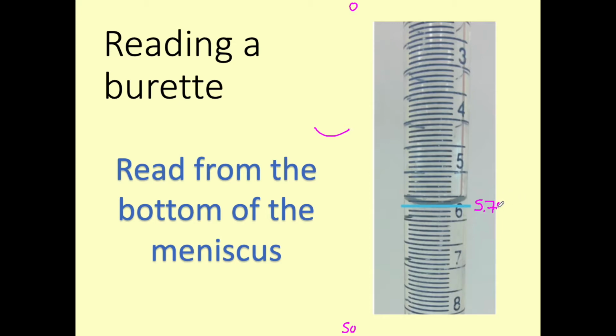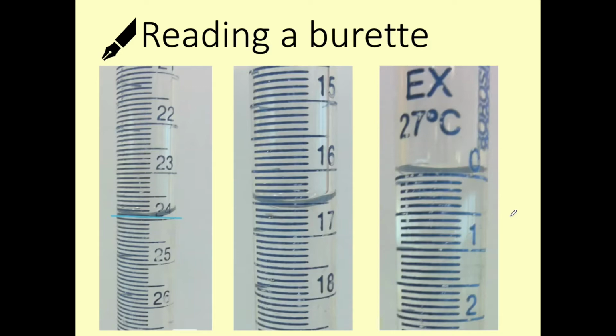So we should be giving our readings to 2 decimal places. So in this case, it's sitting exactly on that line, so 5.70. But there will be some examples on the following slide where actually the meniscus is sat between certain values. So here are 3 for you to have a go at. So pause the video whilst you have a go at these.